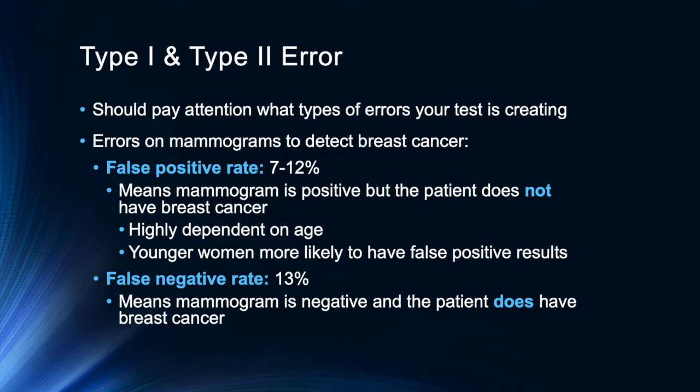The result of this type of error would be biopsies that you don't need to do, expensive medical tests that you don't need to do. But someone's probably not going to die as a result. So a false negative happens about 13% of the time. This means that the mammogram is negative and the patient actually does have cancer. That's what we really want to prevent in this case.